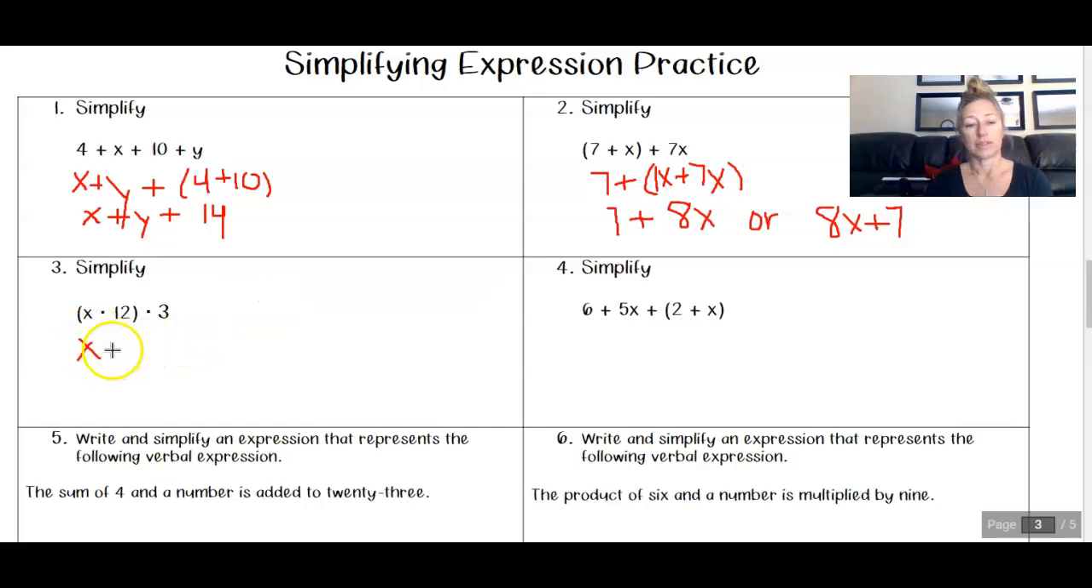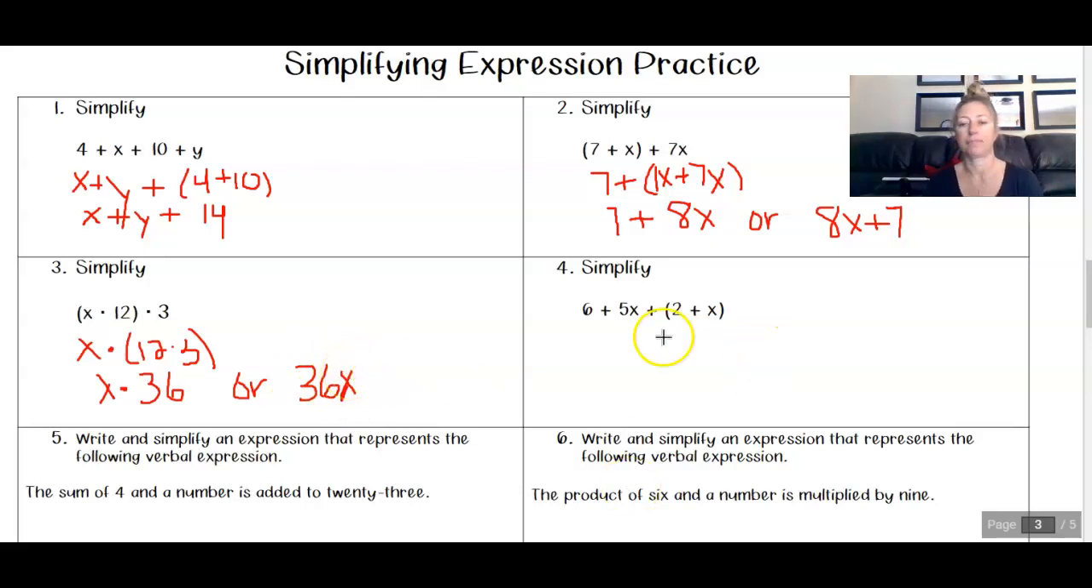So now we have x times, in parentheses, 12 times 3. And that becomes x times 36. Commutative property, I can rewrite it as 36x. And that's how you're normally going to see this, because 36 is what? The coefficient. Let's regroup. Ooh, we've got several like terms here.